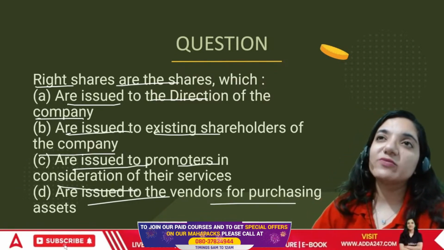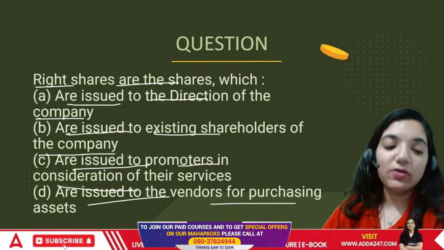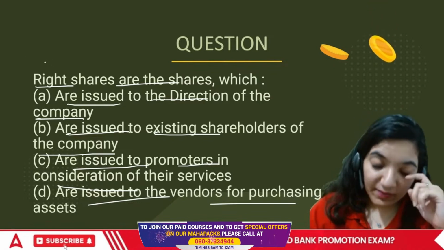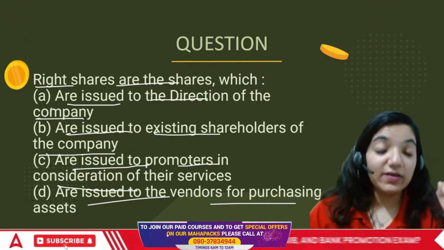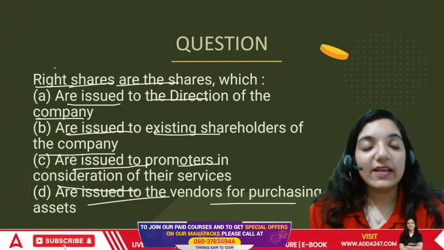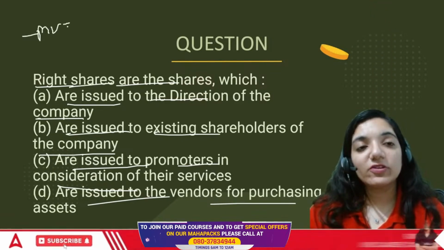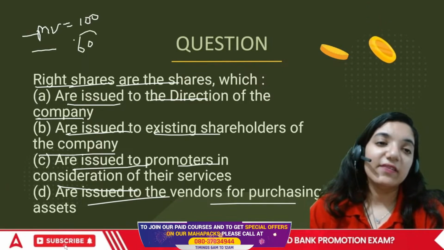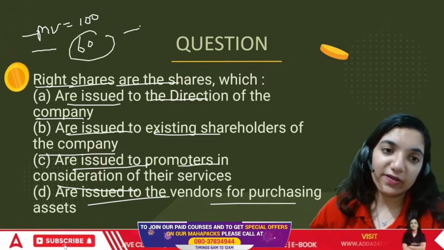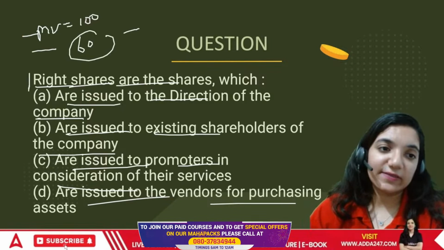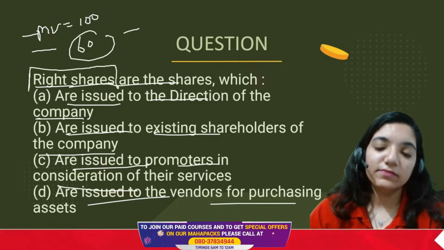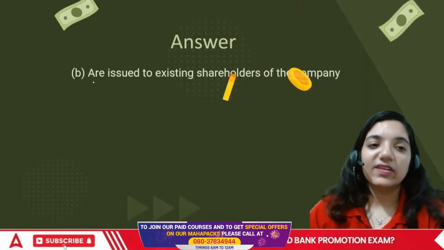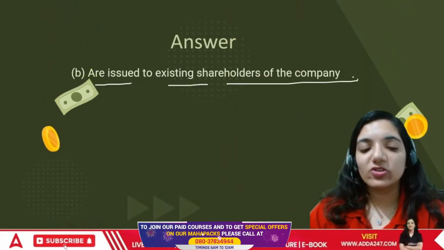Right shares are shares which are issued to the previous, the loyal shareholders, I would say, for investing their money into the company. So we do the area of right shares. Right shares means the market value of the share would be 100. You are getting that particular share for rupees 60 because you are an old shareholder of the company. That's called right shares. So these are issued to the existing shareholders of the company.